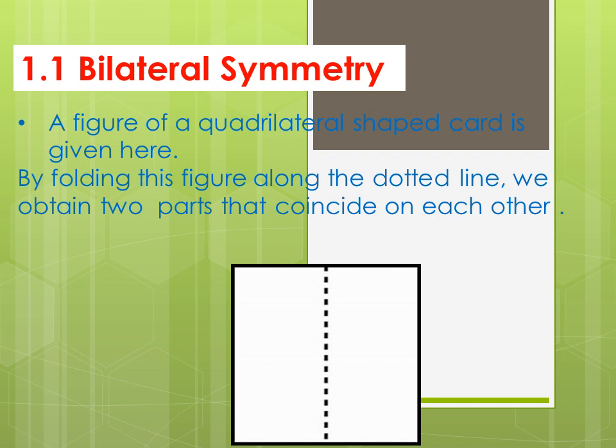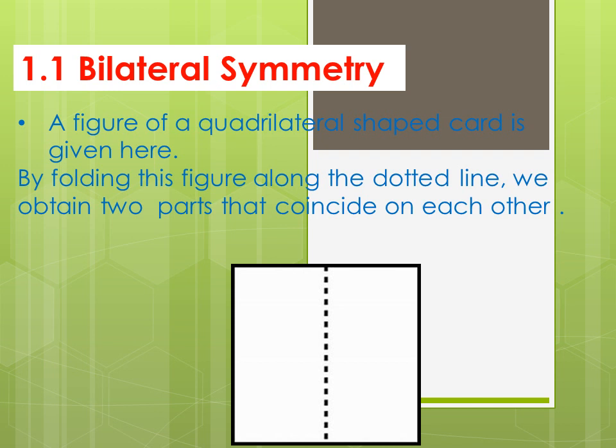A figure of a quadrilateral shaped card is given here. I think that you can see the shape of a square, that's a quadrilateral. A quadrilateral is a shape which has four sides, and there won't be any gaps; the four sides are made with four straight lines. The quadrilateral shaped card given here is the square.